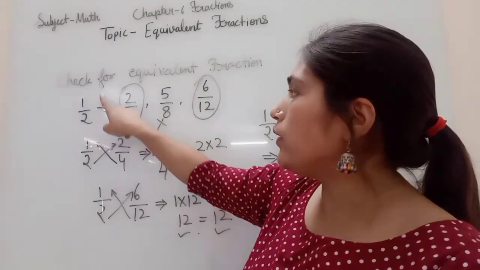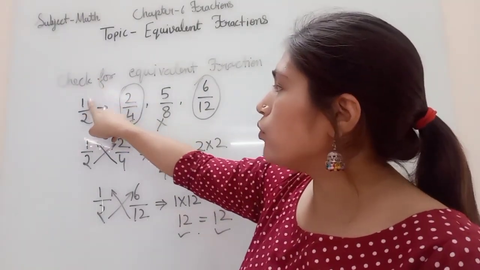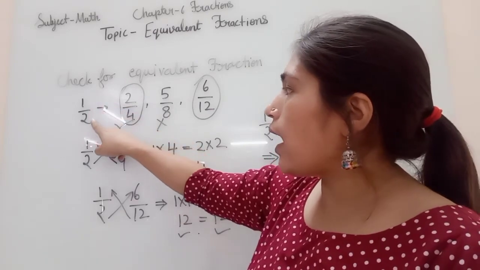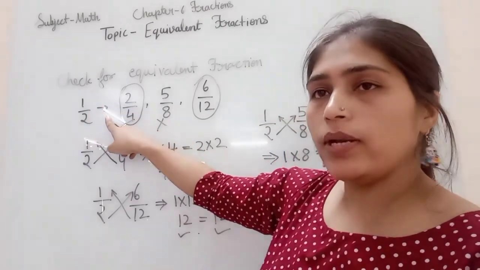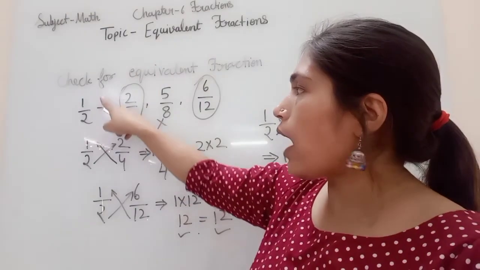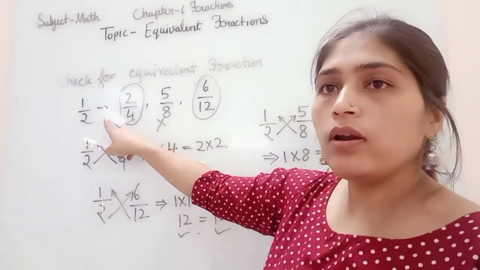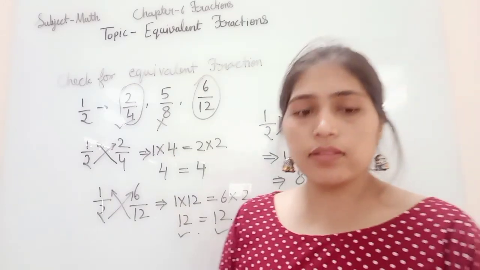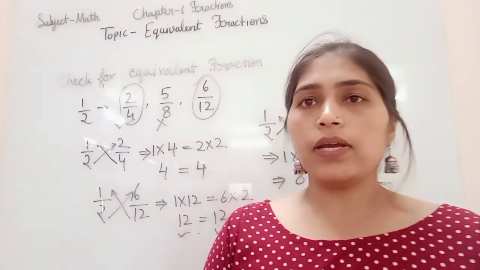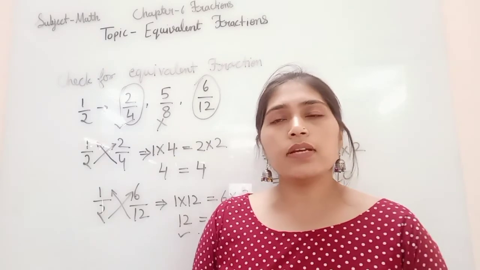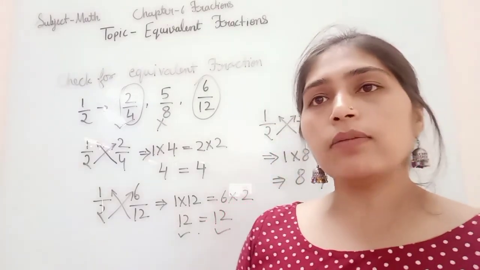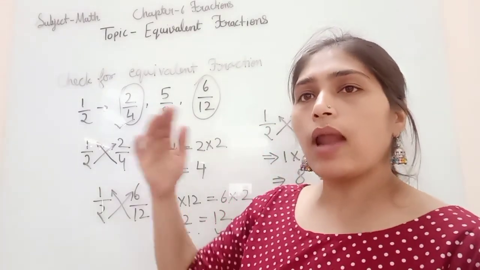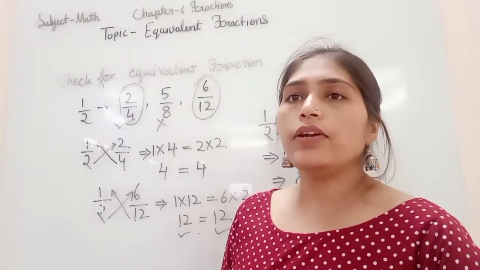If I am multiplying by 2, I have to multiply 2 with the numerator and also 2 with the denominator. Means up and down I have to multiply the same number to find the equivalent fraction. And what is the method of division? In this chapter we will use the multiplication method only. In the division method we do the same thing: we divide the same number up and down.